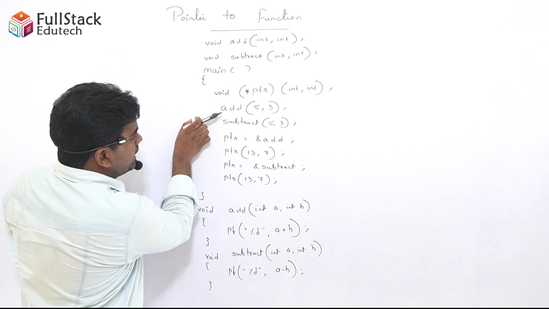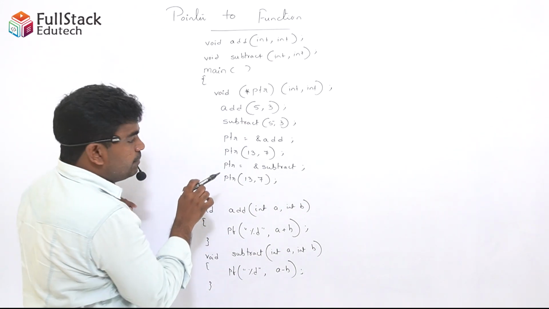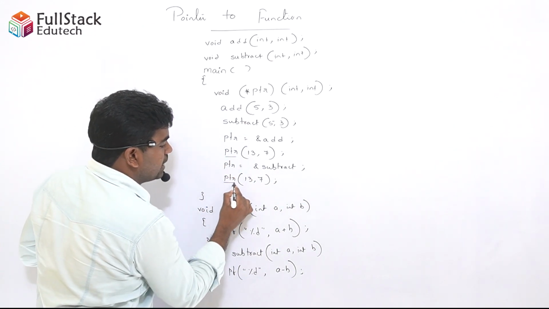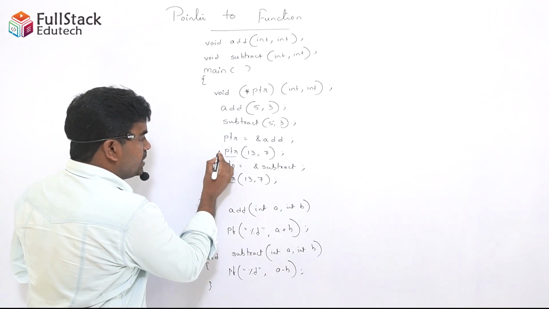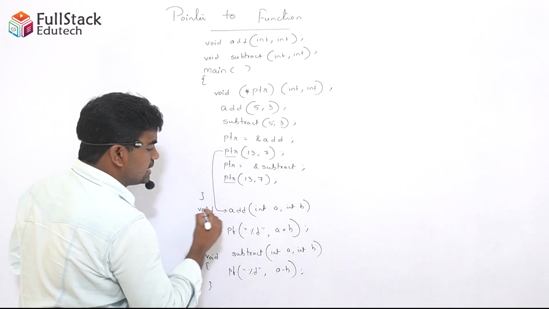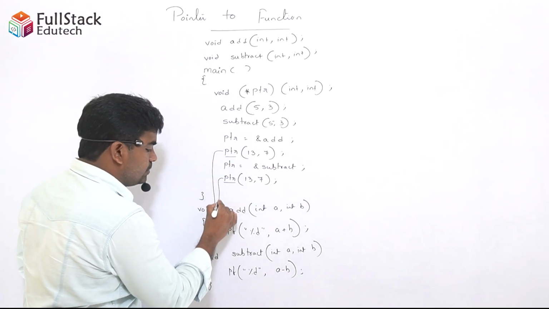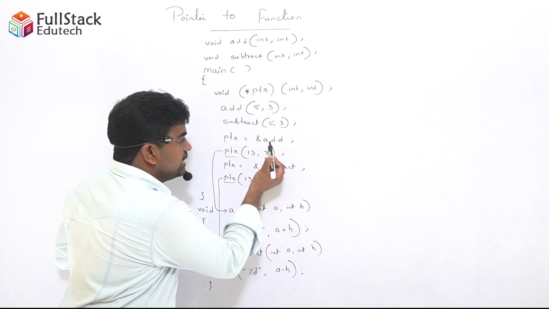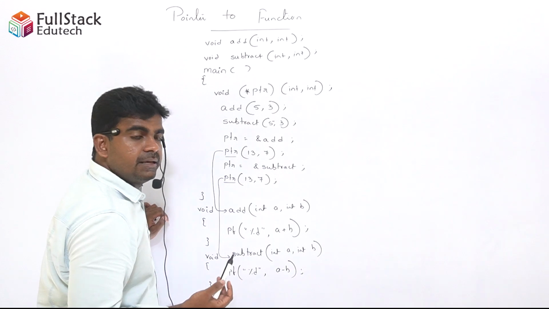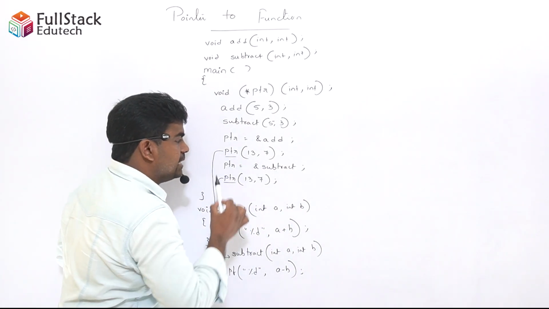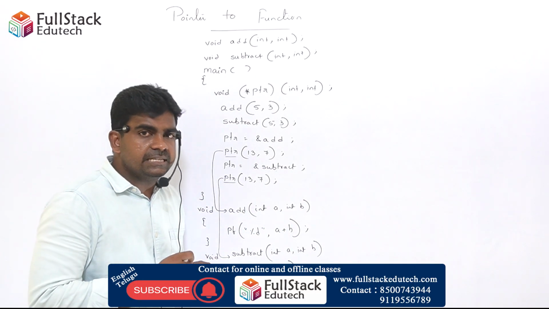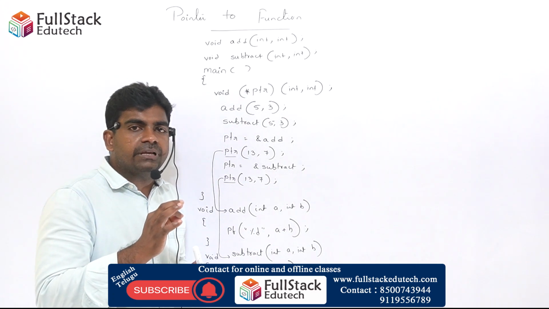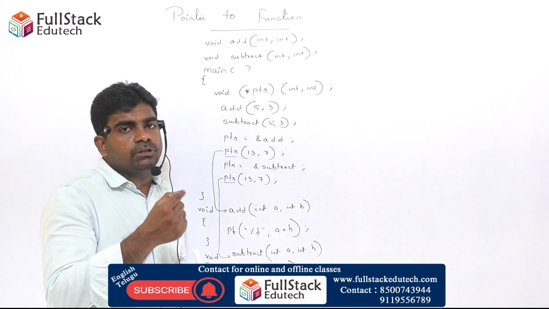Here we are providing two different names, but here it is the same name, ptr and ptr. But the first time ptr is pointing to add, the second time this ptr is pointing to subtract. Because the first time we are assigning the address of add, the second time we are assigning the address of subtract. This is the simple way of creating a pointer to a function.